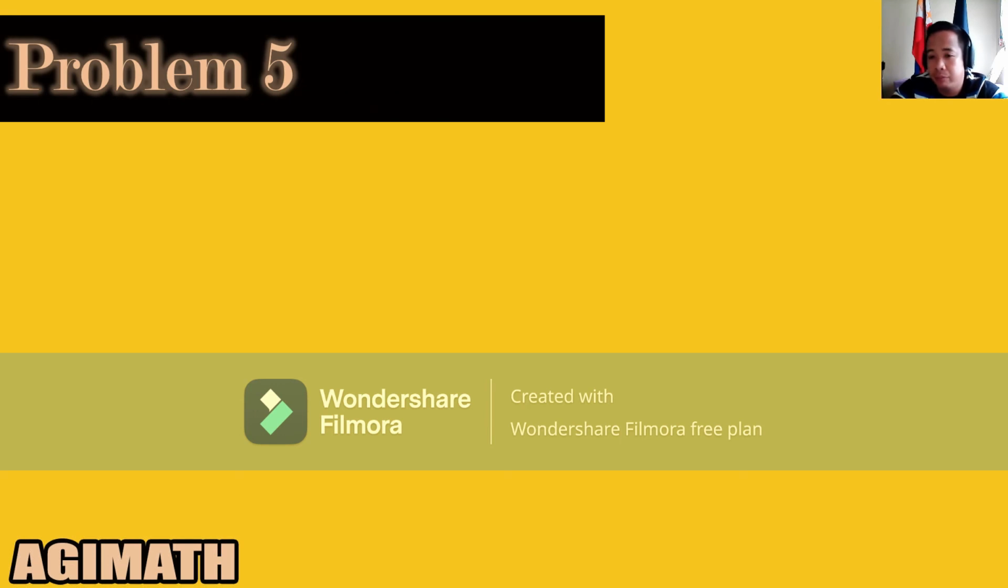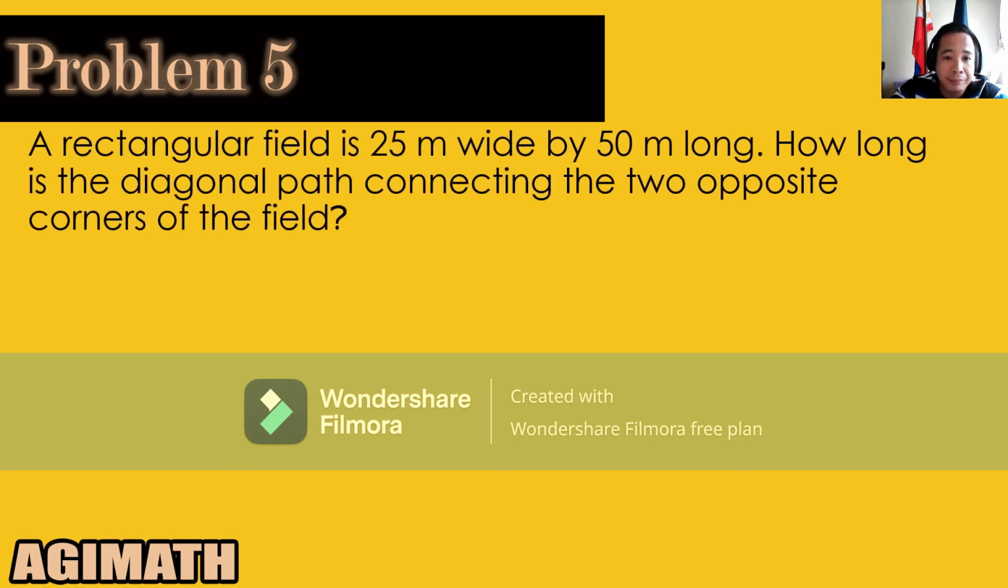Problem number 5, and the last problem in this video tutorial. A rectangular field is 25 meters wide by 50 meters long. How long is the diagonal path connecting the two opposite corners of the field? Again, to have a better understanding of this problem, you need to illustrate if an illustration is not available.